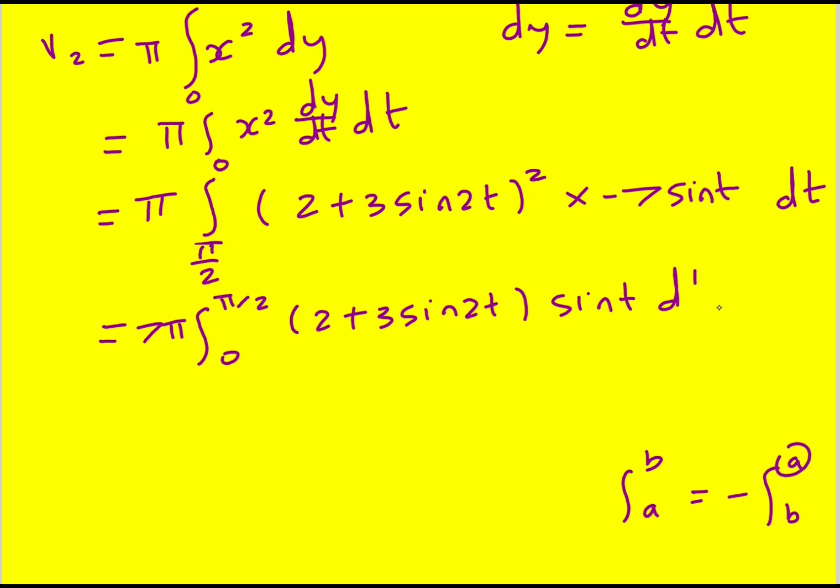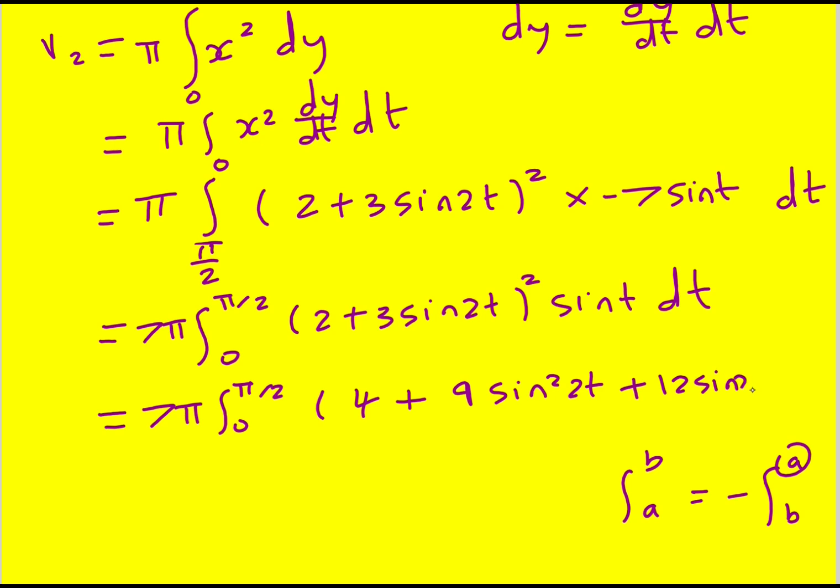I mean, this integral is not easy at all. There's a double angle in there. And we're squaring it. Think about that for a second. So there's some groundwork to do here before we get it in the right form. It's quite a bit. Okay, let's expand the bracket. 4 plus 9 sine squared 2t plus 6 sine 2t plus another one, so 12 sine 2t.